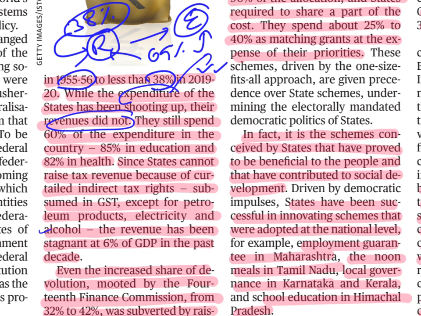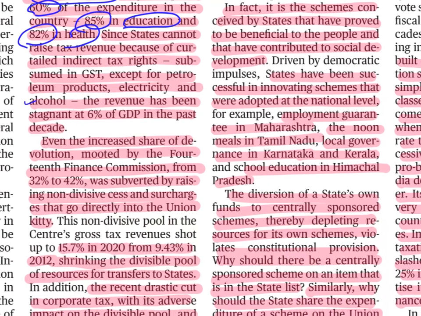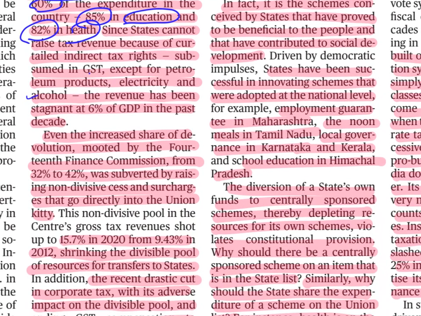He has given some statistics. Even today, 60% of India's whole expenditure in the country is borne by states. Education, only 15% is spent by center and 85% by state. Health, 82% by states, only 18% by center. That is the situation today. And they lost their taxing rates because of GST, except for petroleum, electricity and alcohol, and most of the remaining items are under GST now. And revenue has been stagnant. Stagnant means not growing much. This is the scenario today for states.